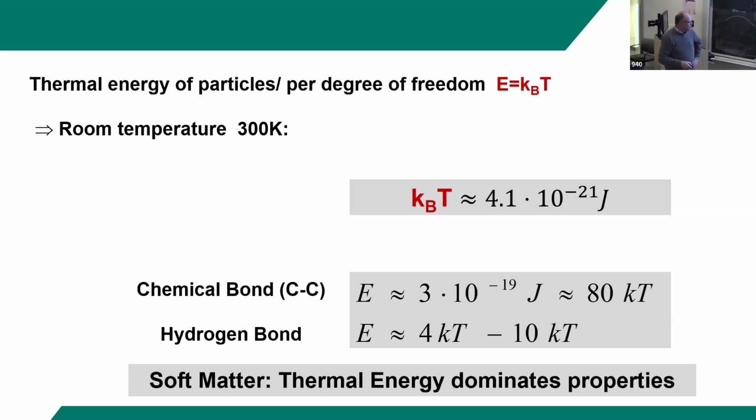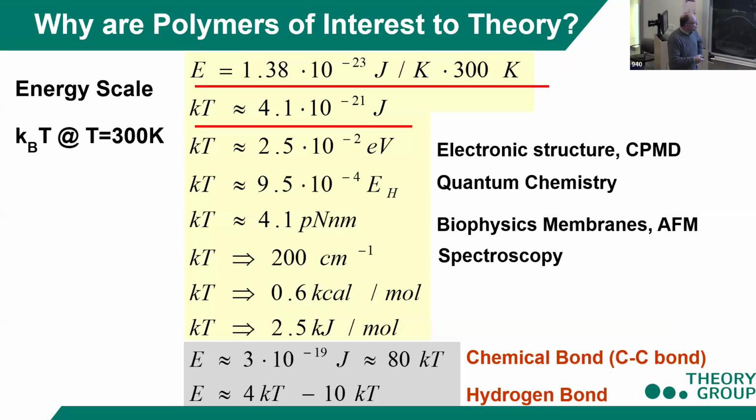contexts and situations. And if you want to get an overview, take your choice of kT, depending on whom you talk to. Everybody gives, of course, his or her specific measure. So in electronic structure calculations and so on, kT is about 2.5 times 10 to the minus 2 eV, so 25 milli-electron volt, 10 to the minus 3 Hartree, or 10 times 10 to the minus 4 Hartree. That's what I like. In biophysics, 4.1 piconewton nanometers, so a classical force times distance unit, and so on.